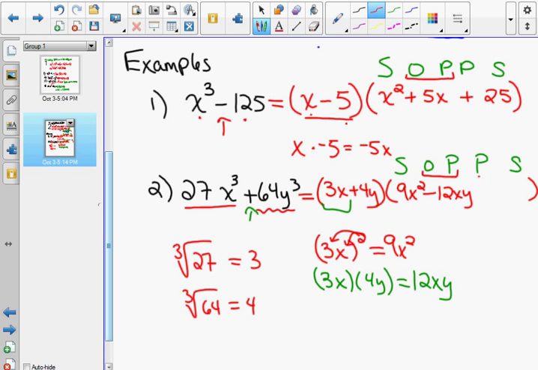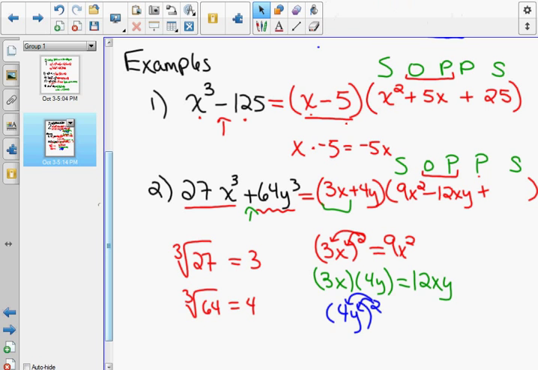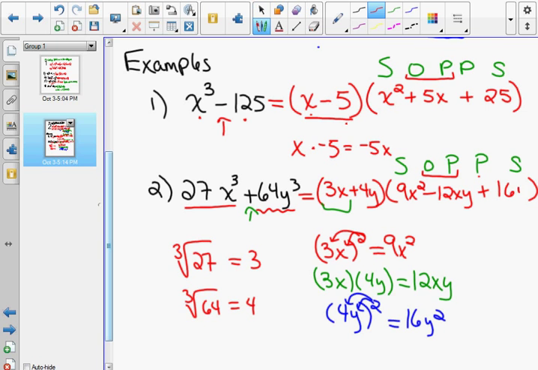The second P is plus, and now I'm going to square the second part. So I'm going to square the entirety of 4y. When I square 4y, again, the square goes to the 4 and it goes to the y. So we're going to have 16y squared. And we're done.